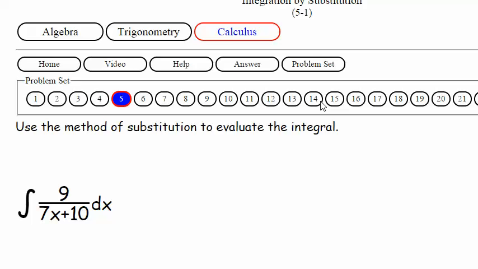9 over 7x plus 10 dx, the integral of. Now, I've got a section that deals with these. However, for some reason I decided to put a bunch of stuff in this section here, but okay, so let's not freak out.